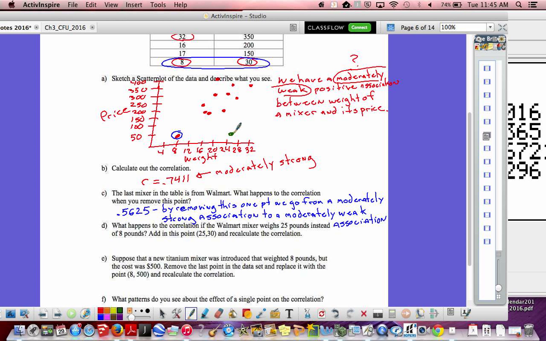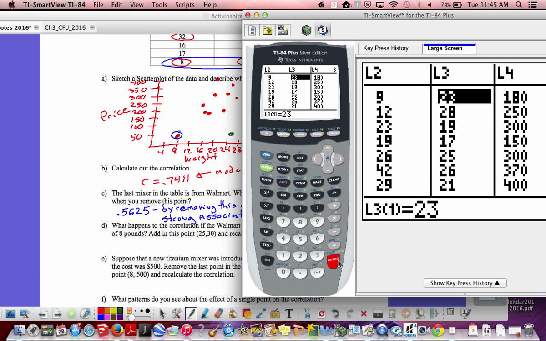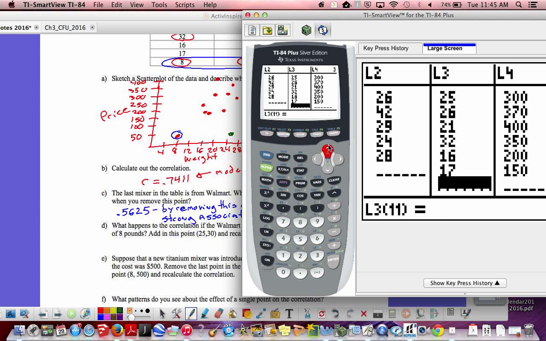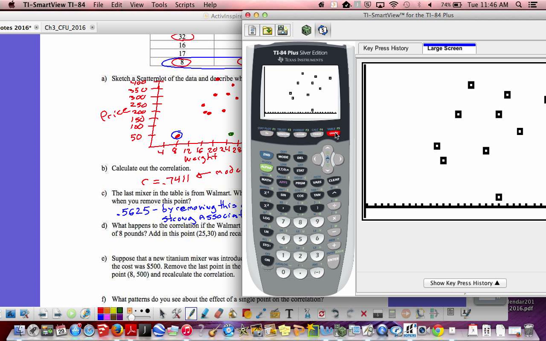So I need to add the point (25, 30). I'm going to go back to my Stat, go back to Edit, go to the bottom of List 3. For the X value, it's 25. Hit Enter. Go over to the Y, or List 4, and enter 30 for the cost. If you want, you can hit Graph, and you can see how the point has moved from the bottom left to the bottom right.